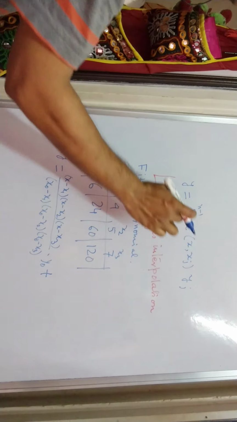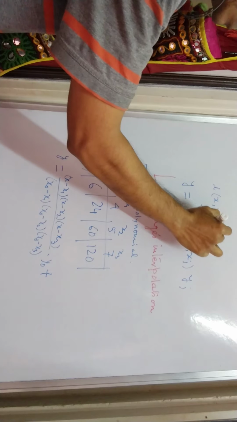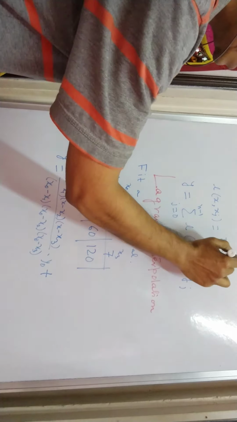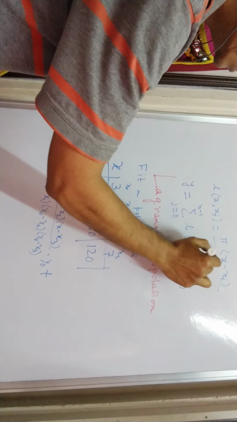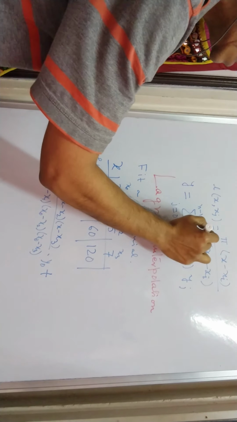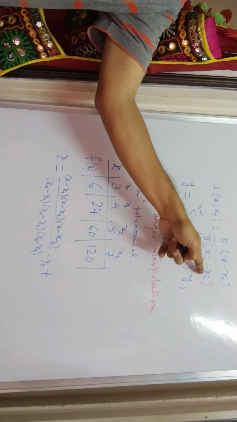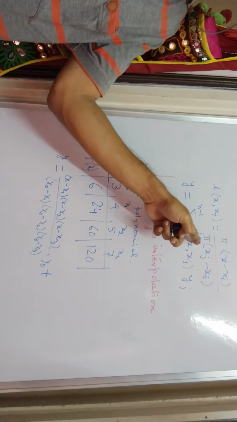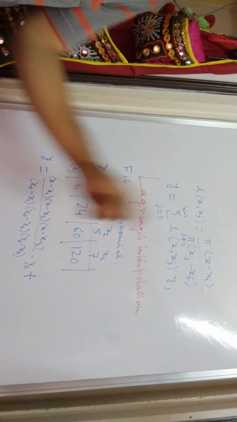So L(x, xj) may be written, using the pi or product function, as the product of x minus xi in the numerator, and in the denominator xj minus xi. Here also we have a product, and j is never equal to i. If we subtract xj from xj, it becomes 0 and the term becomes undefined. So it is j not equal to i. I think it is visible.